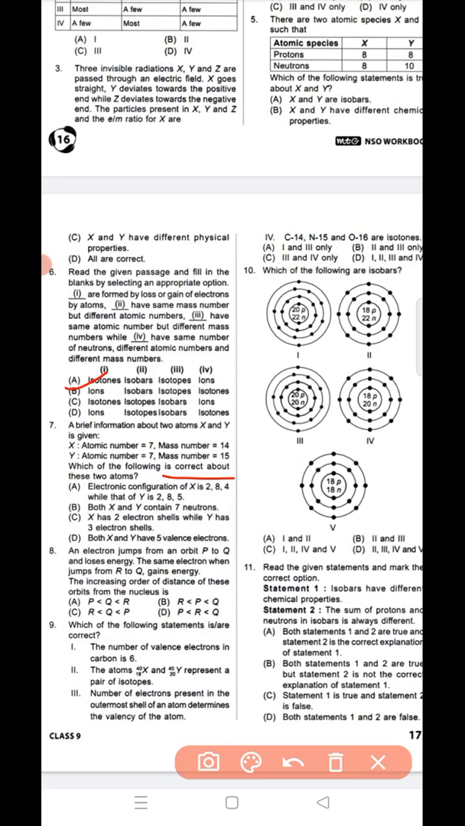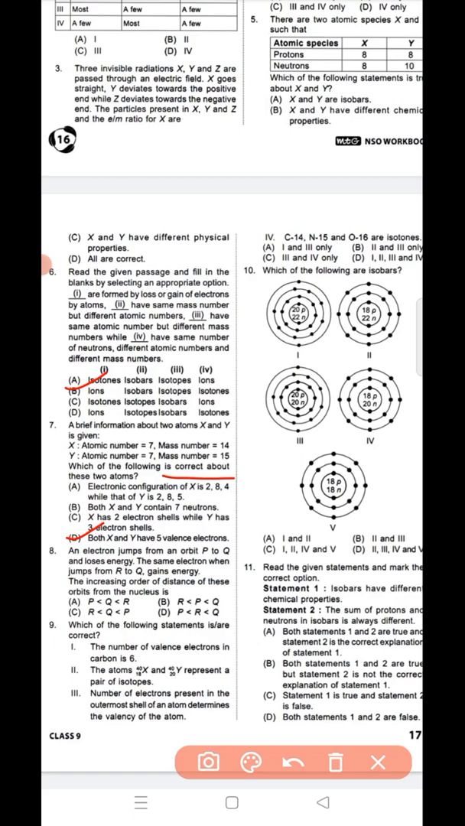See, X has 2 electron shells while Y has 3 electron shells. And option D, both X and Y have 5 valence electrons. So question number 7, option D is the correct answer. That means both X and Y have 5 valence electrons because they have atomic number 7. So the number of electrons is also 7 because we know that atoms are neutral.